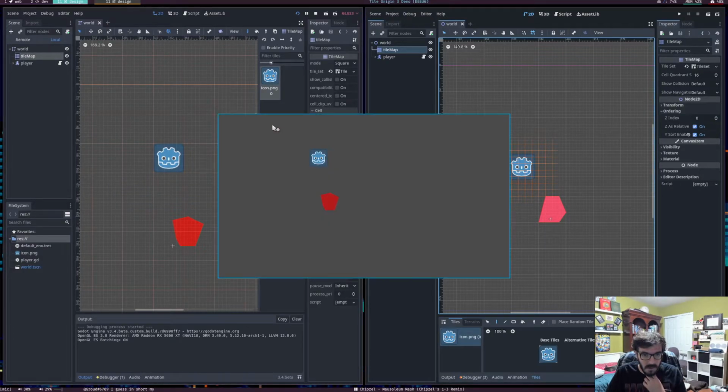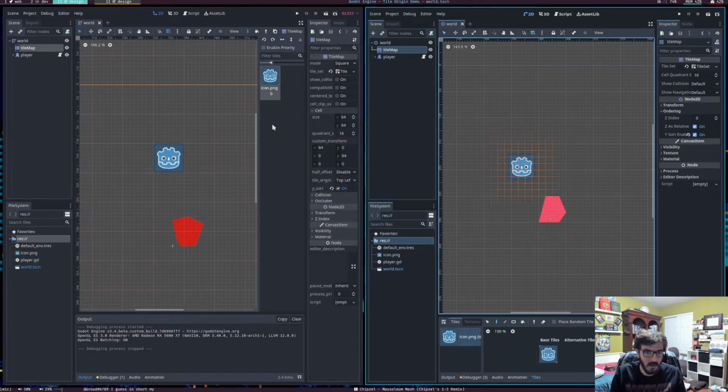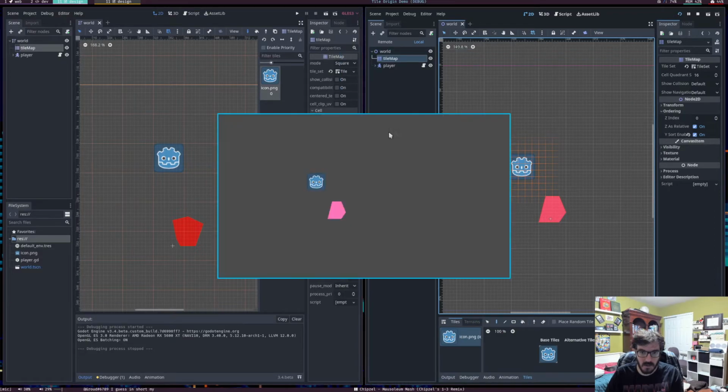Running the Godot 3 example, you can see when I'm moving the polygon up over the tile map node, nothing is happening, right? It's always over top of the icon. And in Godot 4, same thing. It's always over top of the icon.